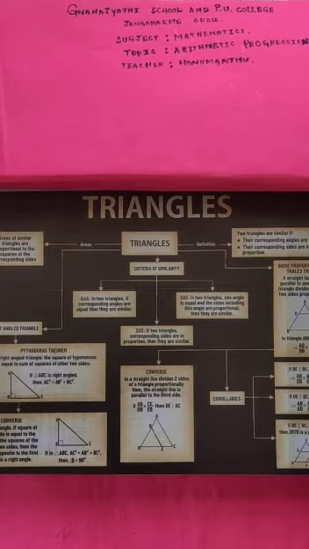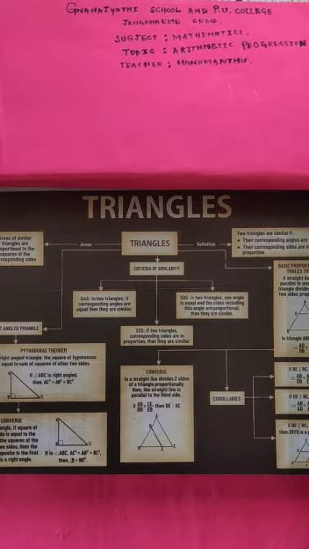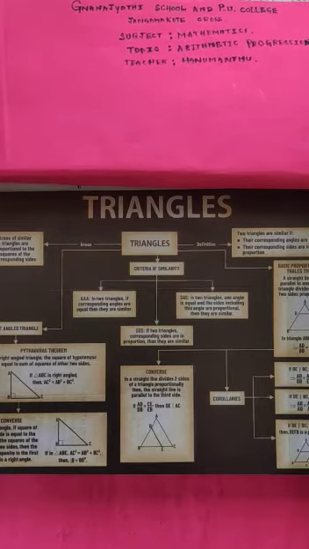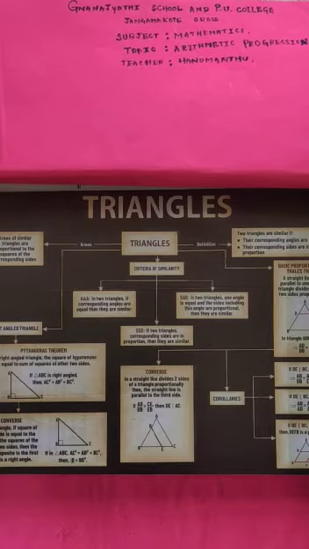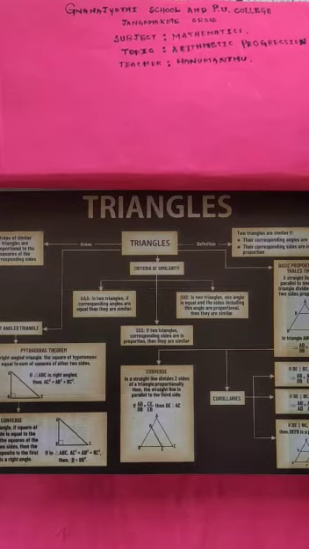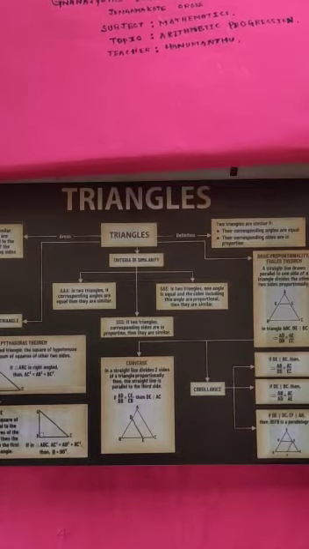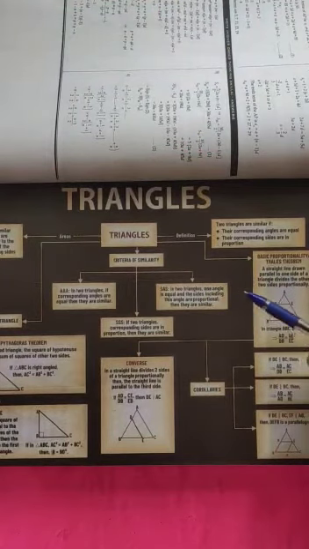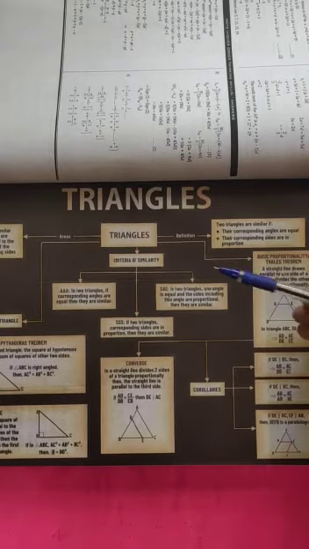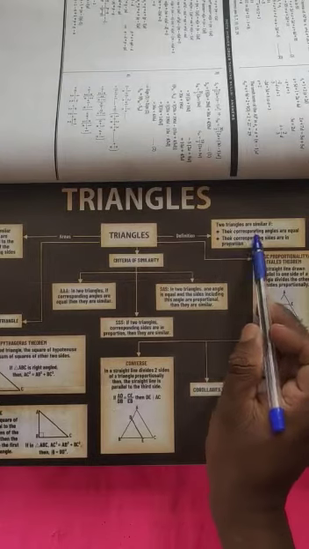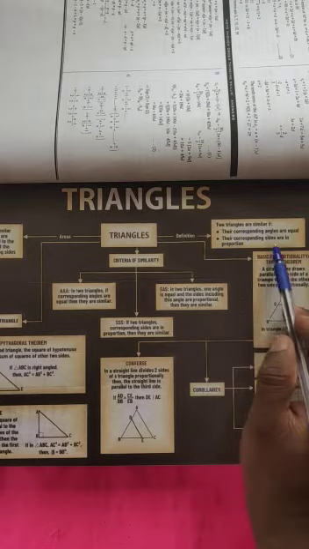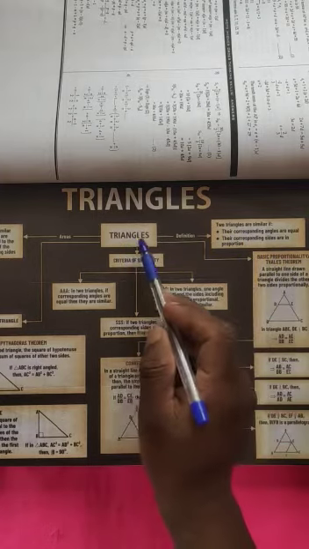Next we have a subtopic, that is similar triangles. Two triangles are said to be similar if their corresponding angles are equal and their corresponding sides are in proportion. That is known as similar triangles.